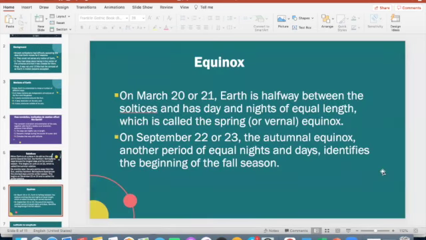All right, in between the summer and winter solstice, we have equinoxes. On March 20th or 21st, Earth is halfway between the solstices, so it has days and nights of equal length. We call that the spring equinox. And then on September 22nd and 23rd, we have the autumn equinox. That's another period of equal nights and days, which identifies the beginning of the fall season.